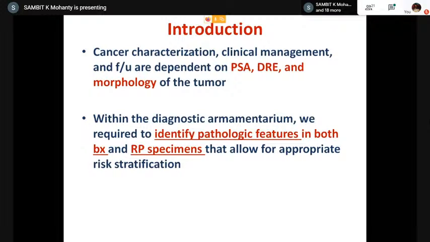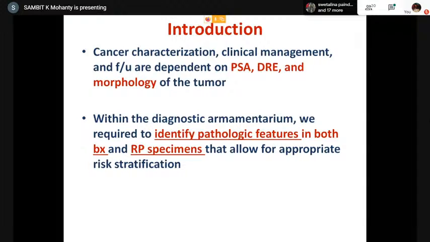Number two, how is my report going to add value or put a flavor to the clinical management? That means whether the patient is going to have action. And what am I going to base my report on? The certain serum markers like PSA, digital rectal examination, morphology, and other things I take into account. I have to give a report.